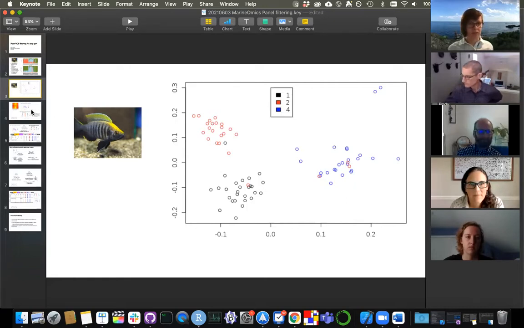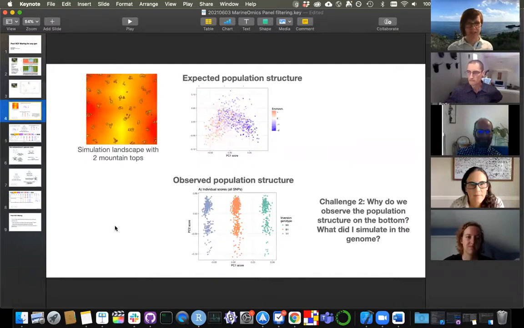Yeah, so I just had 2 challenges. This is the second challenge. In this challenge, for this data, I simulated this landscape with 2 mountaintops, and there was adaptation, and there was isolation by distance population structure. So this is what I expected. But when I put the data into the program, I saw this observed population structure. So what did I simulate in the genome that caused this to happen to the principal component?